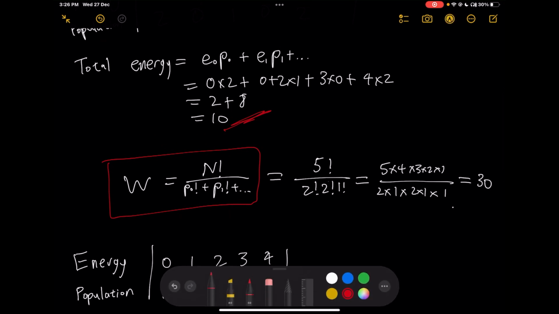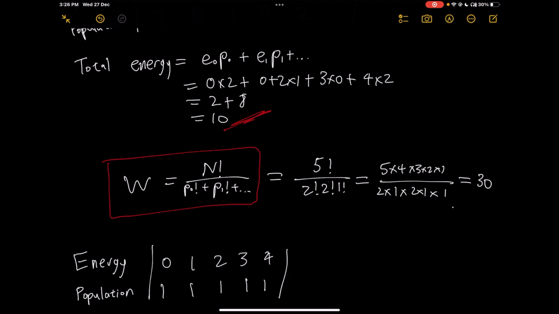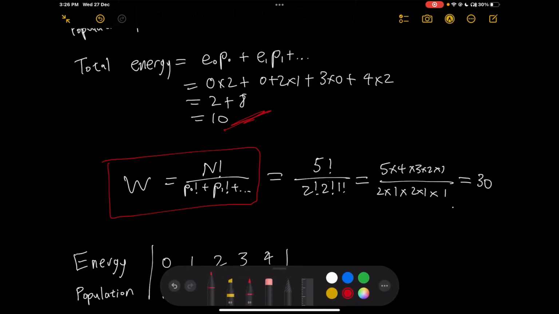And here, I just want to introduce you to W. W is the number of ways you can distribute molecules in different levels. In this case, there's a formula that we can apply: the number of ways that we can distribute these molecules is equal to the total number of molecules factorial divided by the factorial of populations in each energy level.